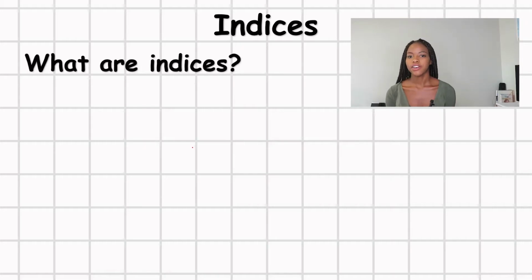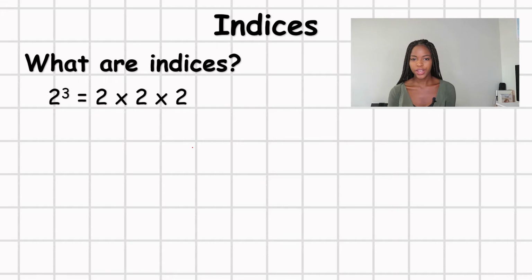So first we'll start off by defining what are indices. Indices is another word for powers. So when you hear the term something to the power of something else, this is what it means. So here we have 2 to the power of 3, for example. That basically means 2 times 2 times 2, 2 times by itself 3 times.